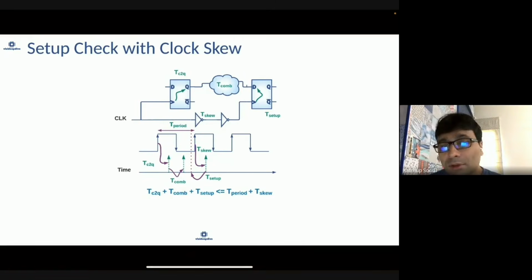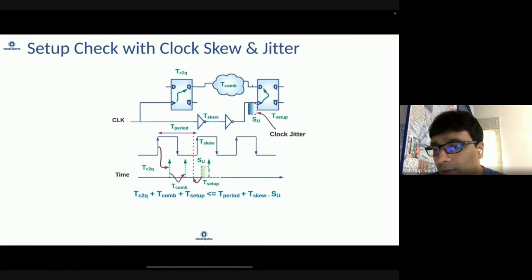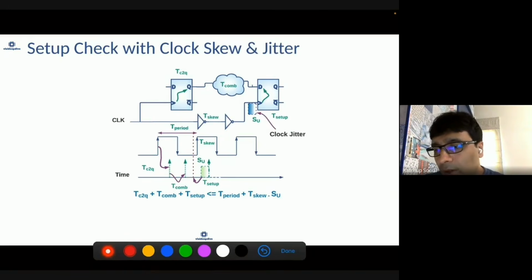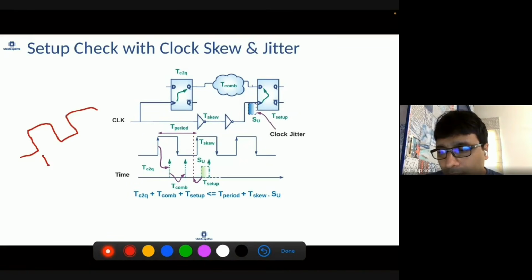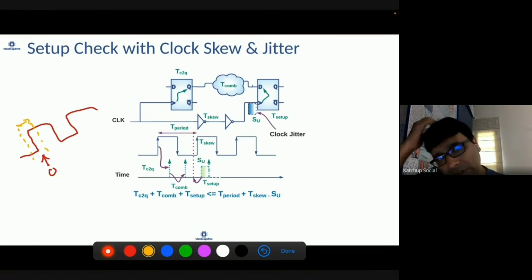We had seen another clock effect, which is clock jitter. If you remember, clock jitter is nothing but this: if you have an ideal clock and the rise edge, let's say, or fall edge, comes at 0, it is not always at 0. There is some uncertainty in the clock edge, and that is called clock jitter or clock uncertainty.